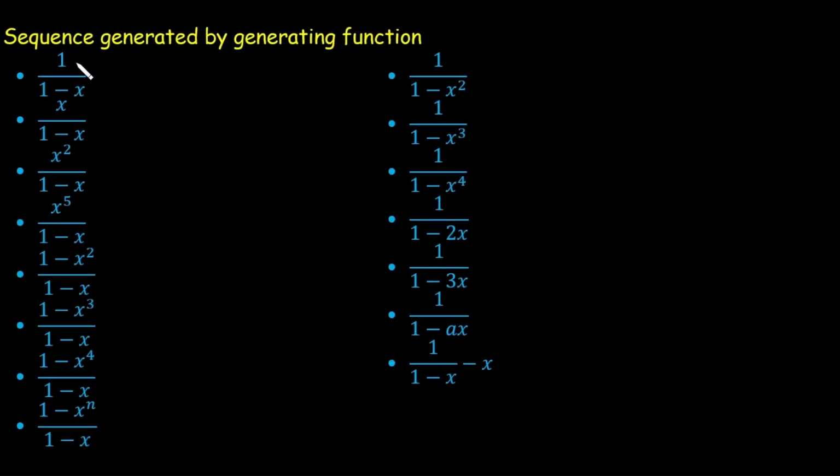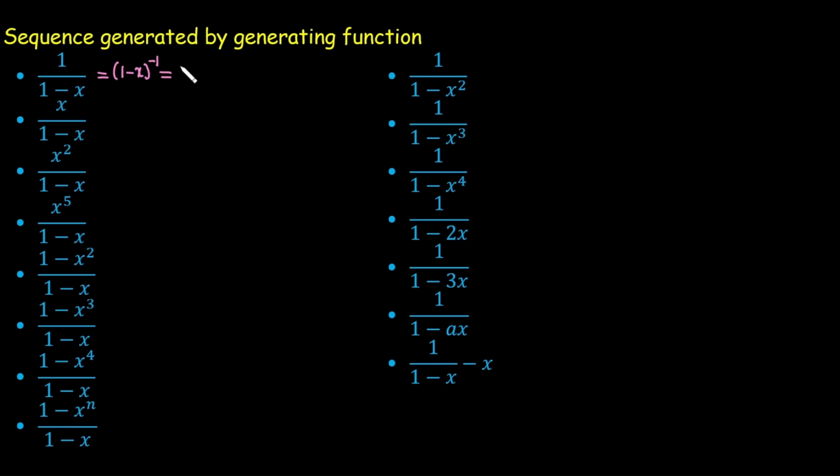Now, the next case is to find the sequence generated by the generating function. Previously, we discussed that the sequence is given to us and we need to find the generating function. Now, the reverse way is there: find the sequence from the given generating function. Here we have taken multiple generating functions. The first case is 1 upon 1 minus x. First, we need to expand this in the form of an infinite series. For that, we can write it as 1 minus x raised to power minus 1. Now, what is the expansion of this?